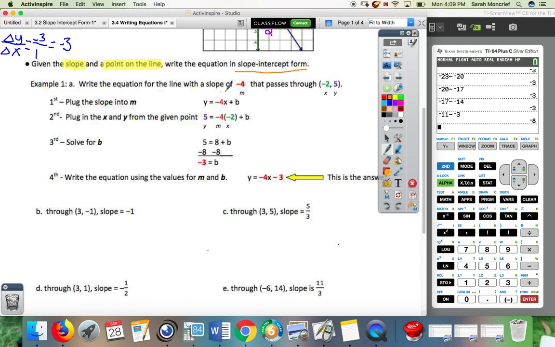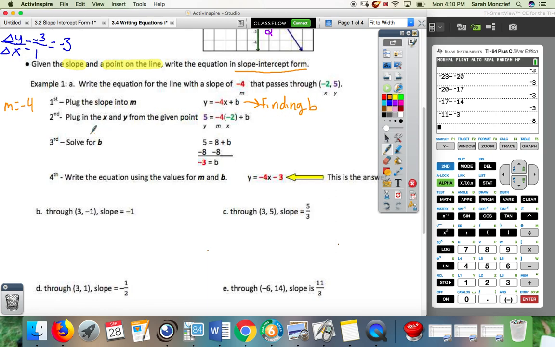1a tells us to write the equation for the line with a slope of negative 4 that passes through negative 2, 5. So we know that negative 4 is my what? Is my m. If you didn't see it, it's right here. And that is because it is my slope. So what I would do first is just plug in my m. So once you plug in m, you should have y is equal to negative 4x plus b. Do I have a b to plug in? No, I have to find it. We are finding b here.